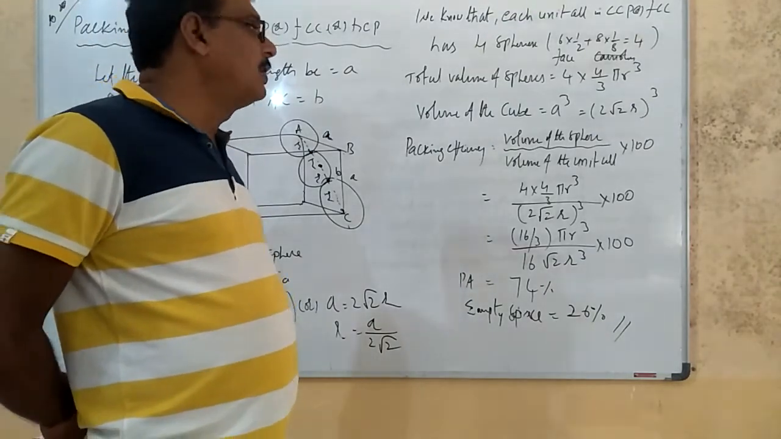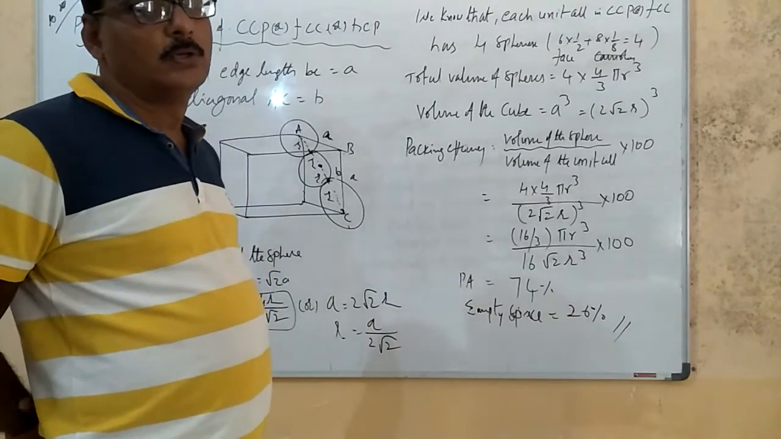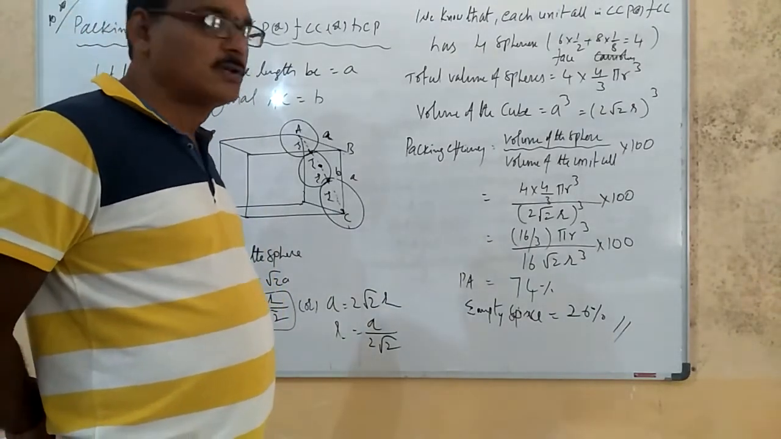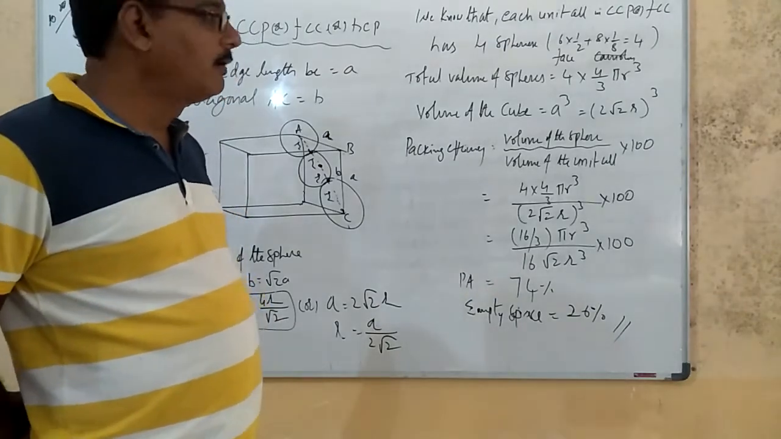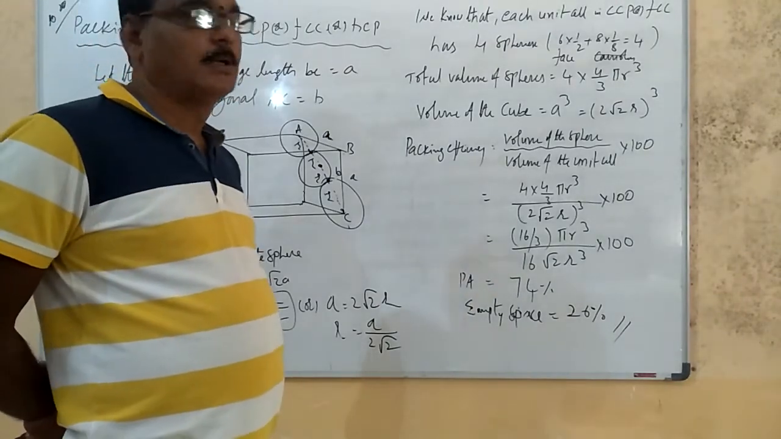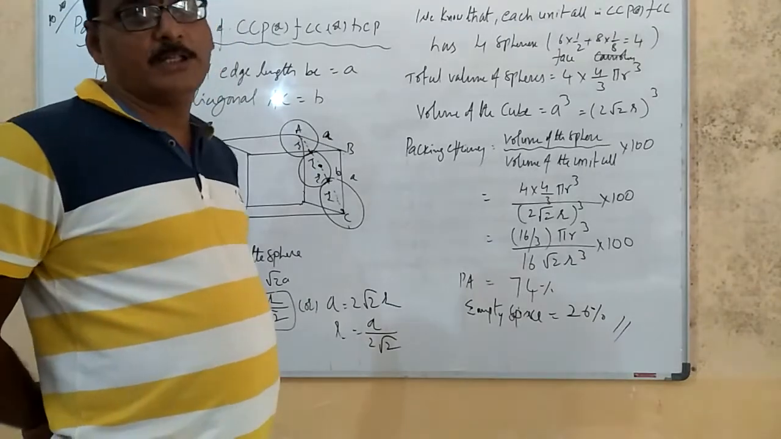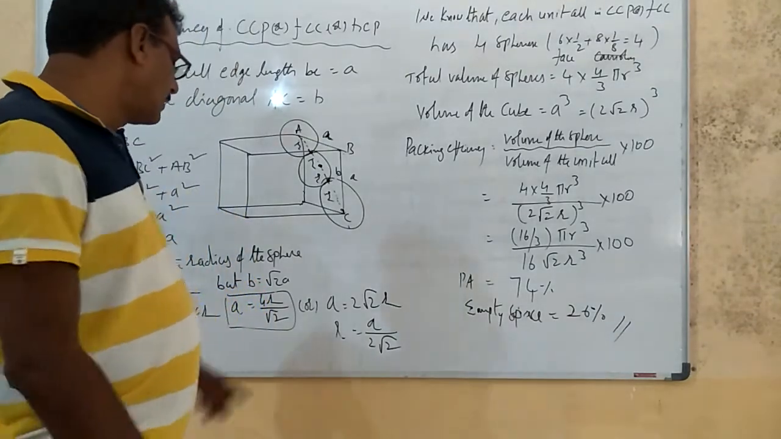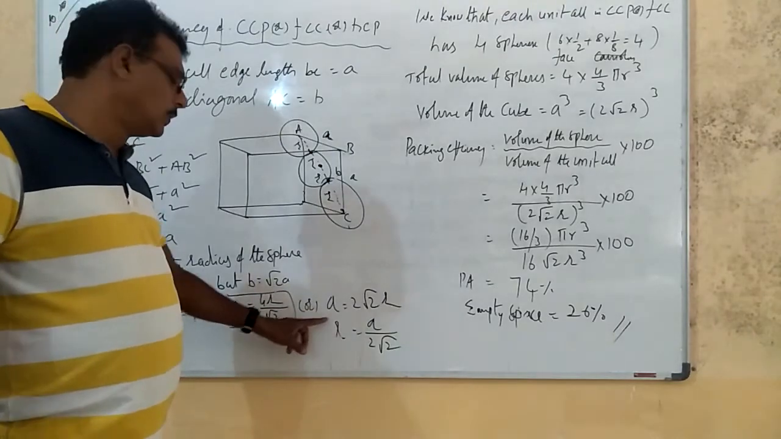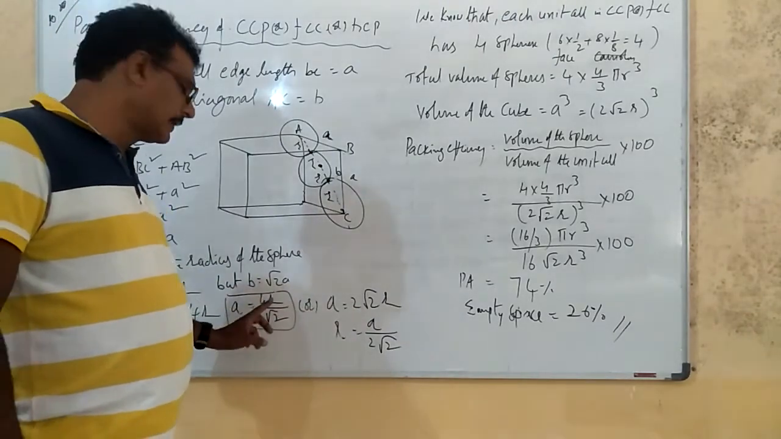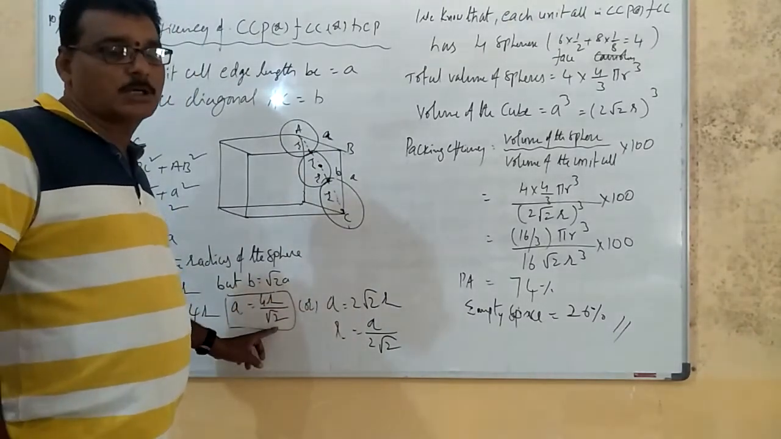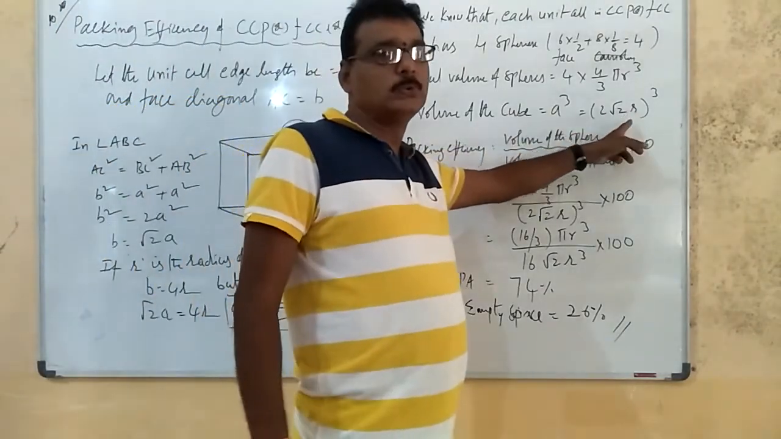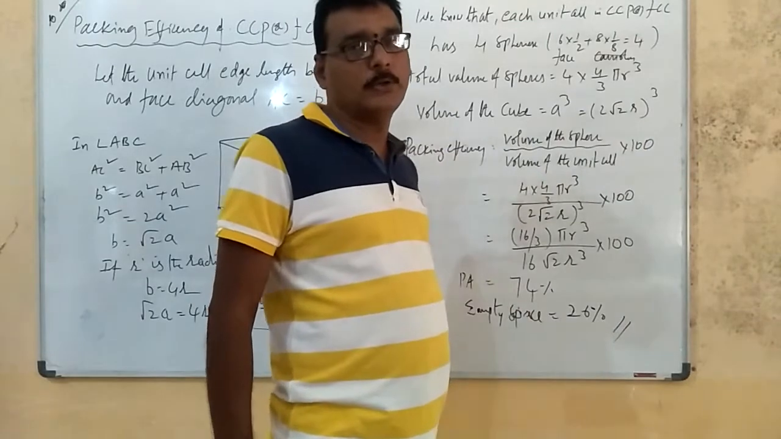Therefore, the total volume of the spheres is equal to 4 into 4 by 3 pi r cubed, that is equal to 16 by 3 into pi r cubed. But the volume of the cube, what is the formula? It is a cubed. But according to this, what is the a value? a is 2 root 2 r, or 4r by square root 2.